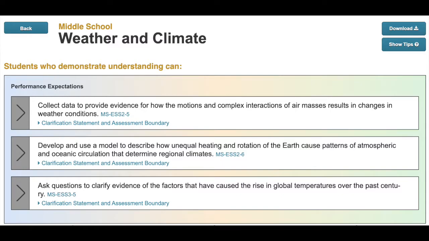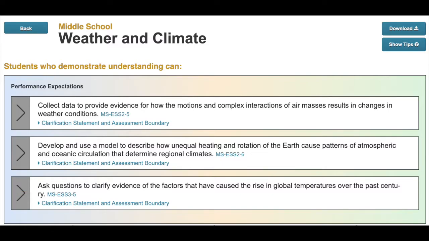In middle school, the Next Generation Science Standards focus on these overarching topics. Collect data to provide evidence for how the motions and complex interactions of air masses result in changes in weather conditions. Develop and use a model to describe how unequal heating and rotation of the Earth causes patterns of atmospheric and oceanic circulations that determine regional climates. Ask questions to clarify evidence of the factors that have caused the rise in global temperatures over the past century.